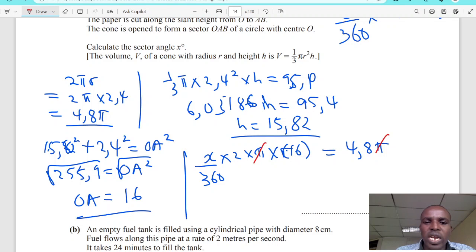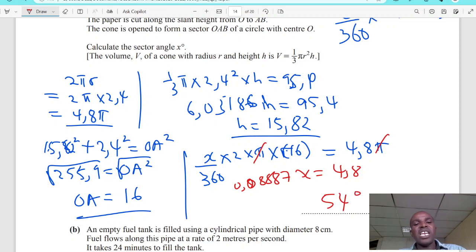So if this one now 0.08887 x equals 4.8. Divide 4.8 by this one, you get 54 degrees, 54.000. So it's 54 degrees, done. So that's the value of x, just like that.